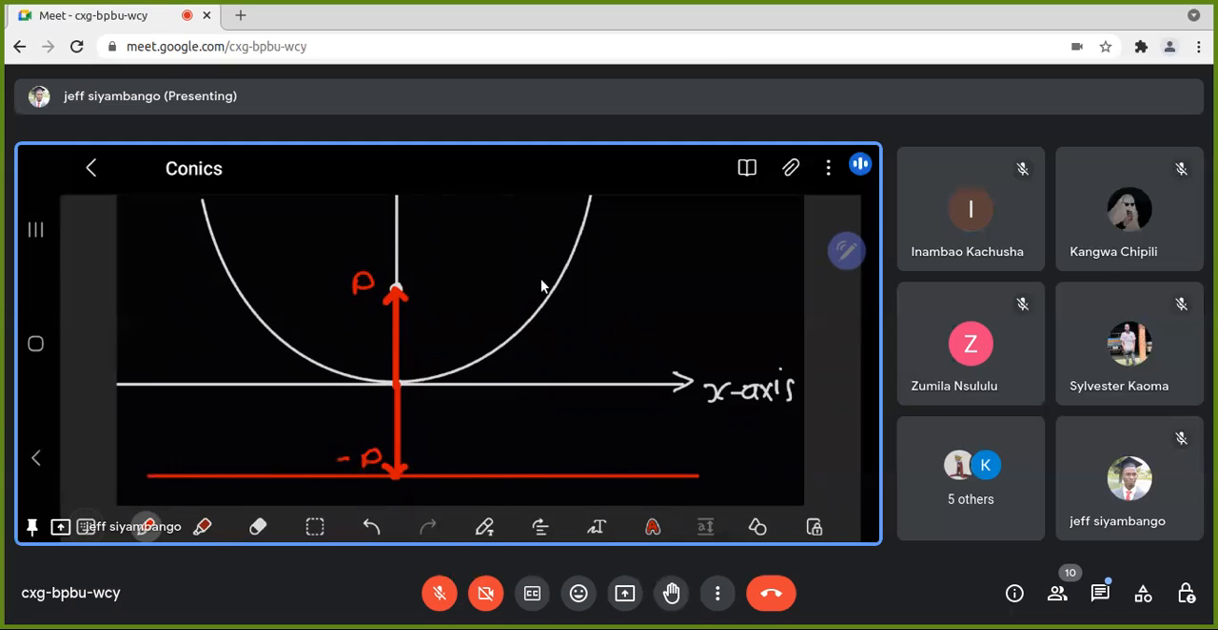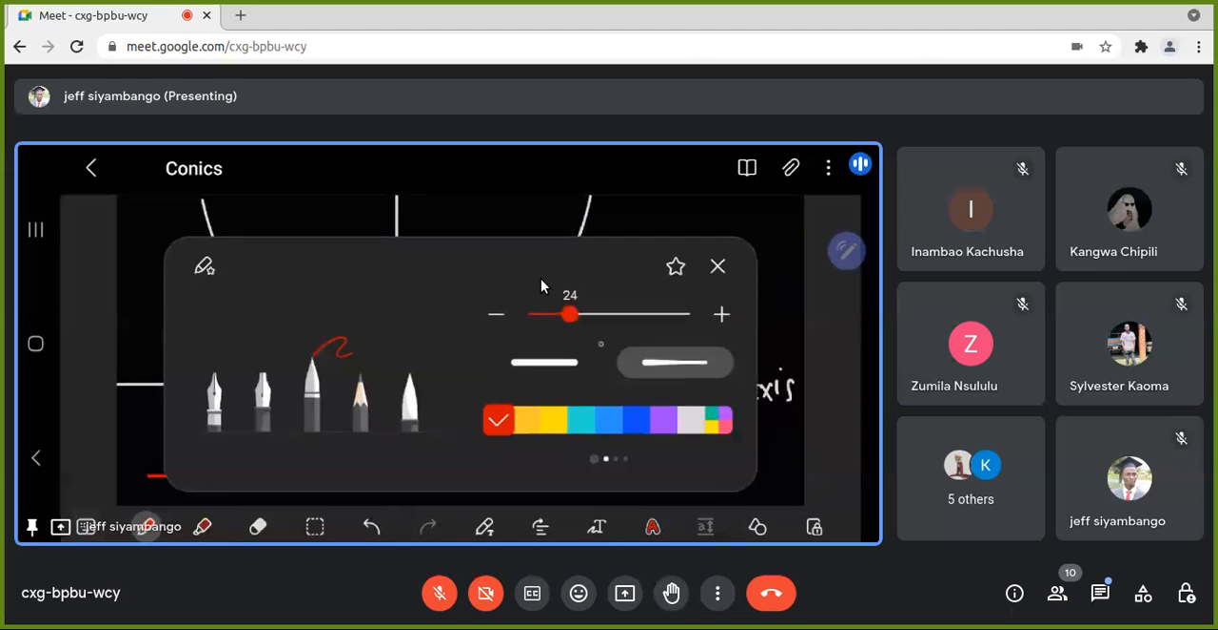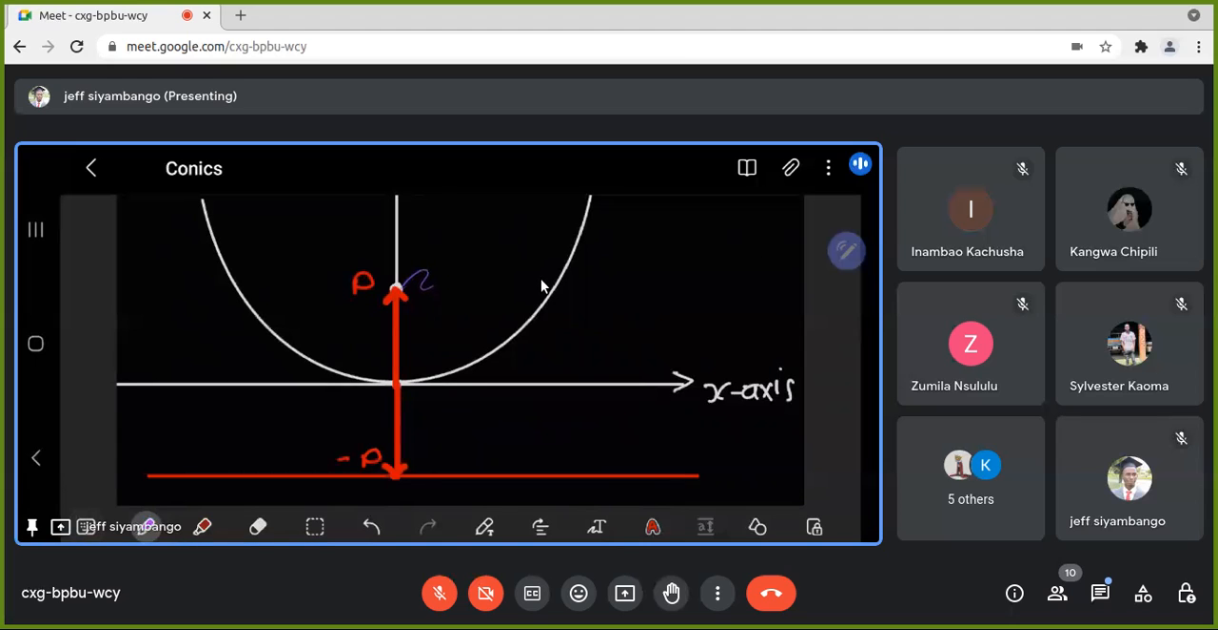So basically this is our parabola. Now, by definition, you have to recall that a parabola is just a set of all points that are equidistant: the distance from some point, which is the focus, coming up to the parabola. So this is a set of all those points.